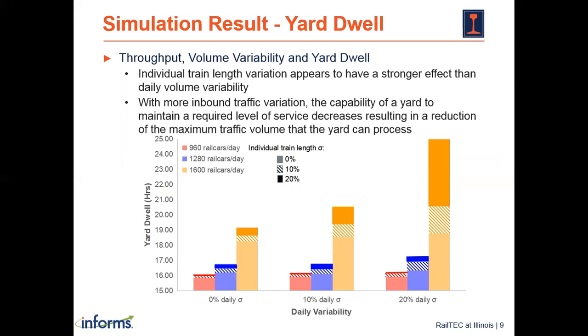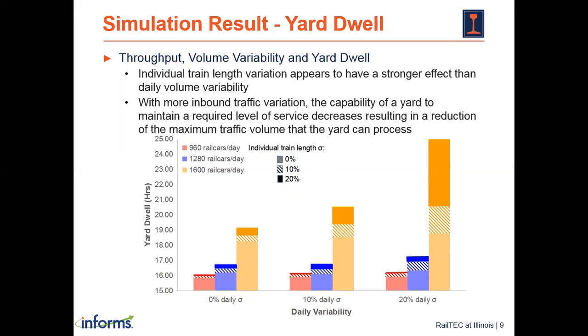On top of this effect, increasing the individual train length variability and daily volume variability both create additional increases in yard dwell time. However, the extent of influence at low volume is negligible when the yard is relatively idle. In general, individual train length fluctuation and daily volume change have larger impacts on yard dwell time performance at high traffic volume. Of the two variability factors, when one is held constant and the other is varied, individual train length variation appears to have a stronger effect than daily volume variability.